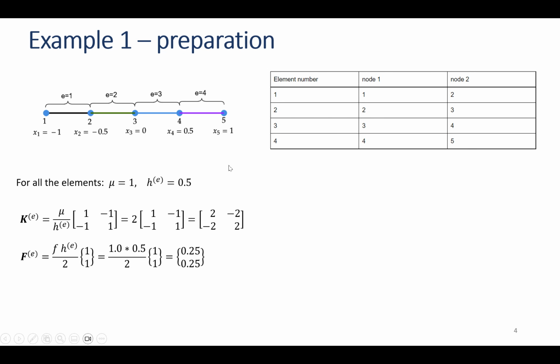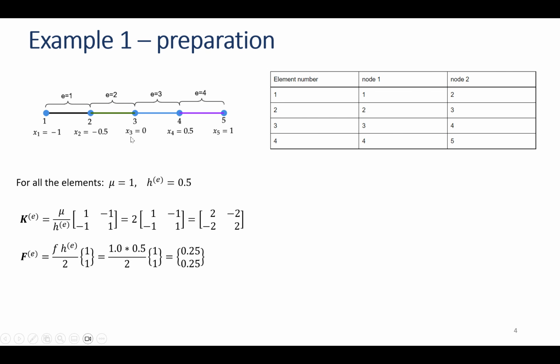Next, we need to calculate the stiffness matrix for the whole problem. So we have 5 nodes, and at each node we have one variable, that is the solution field. For example, it can be temperature if you are solving a heat transfer problem. If you are solving a diffusion problem, the solution field is the concentration.